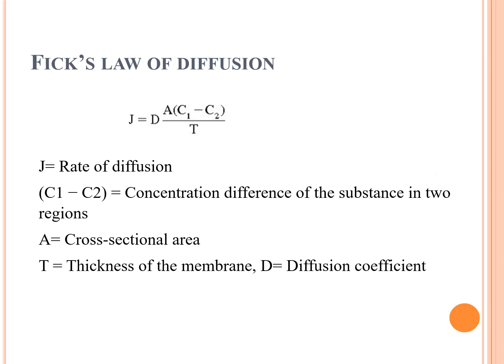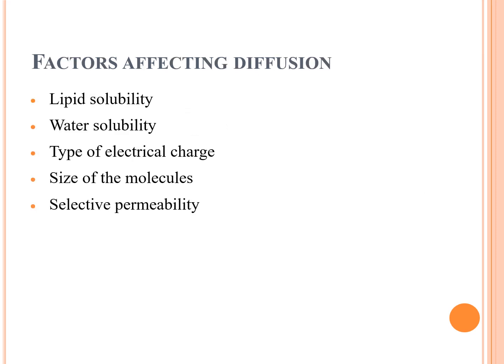And if the concentration difference is more, then the diffusion will occur more. And if the surface area or cross-sectional area is more, then the diffusion is also more. So that is the meaning of this. And what are all the factors which affect diffusion? I told you, lipid soluble substances will have high diffusion through the cell membrane. So lipid soluble substances are directly proportional to diffusion. Water soluble substances and lipid insoluble substances have an inverse relationship with diffusion.